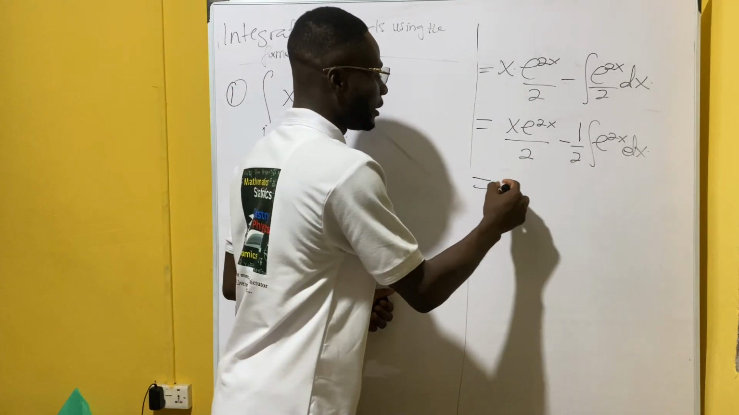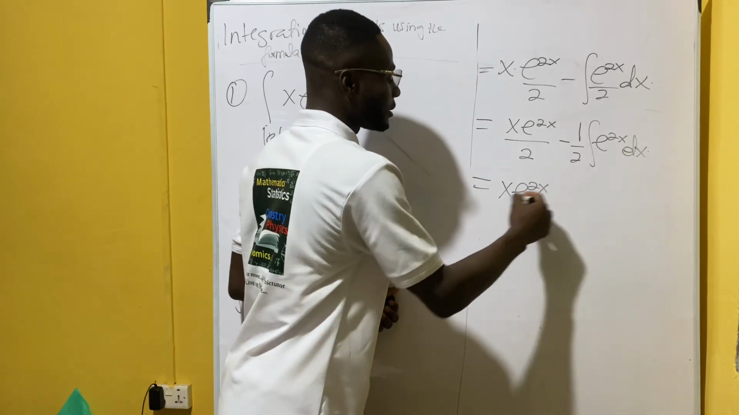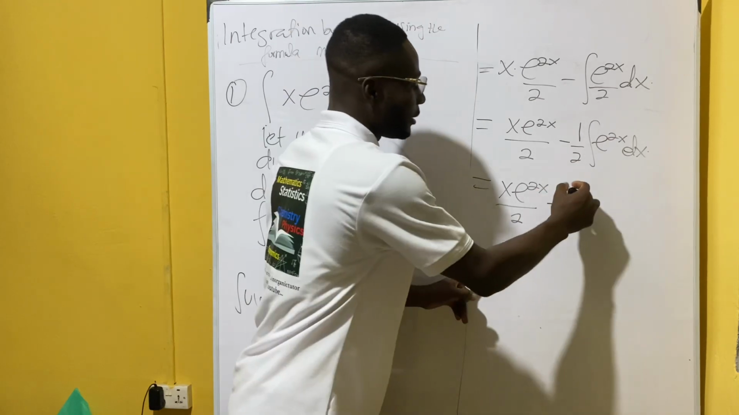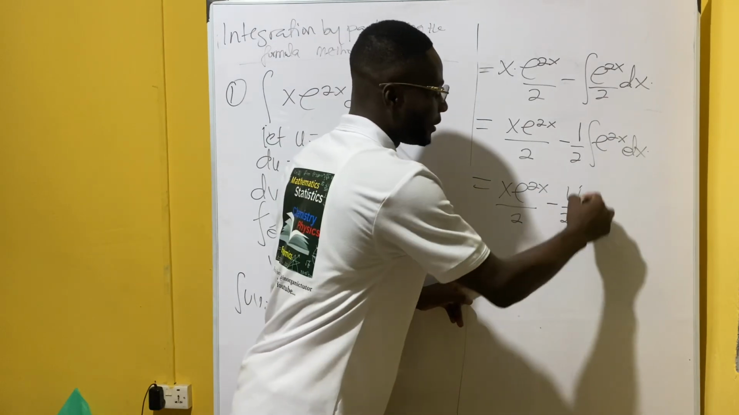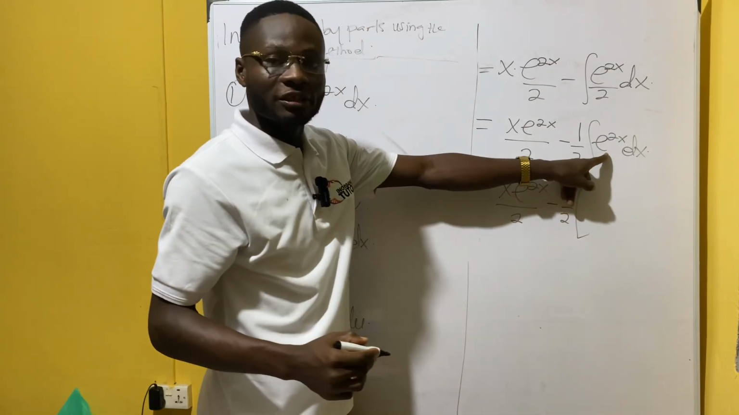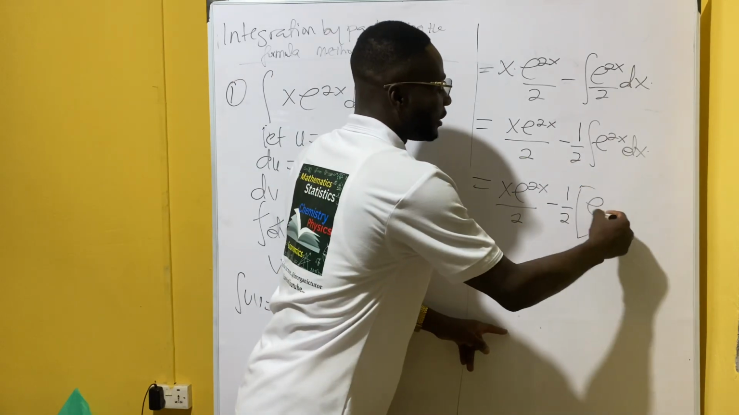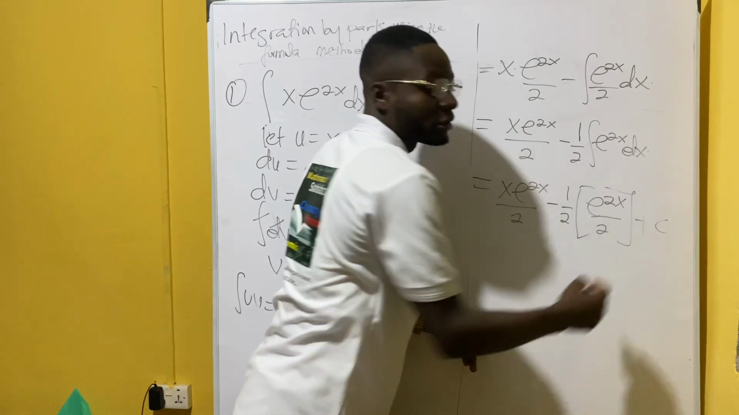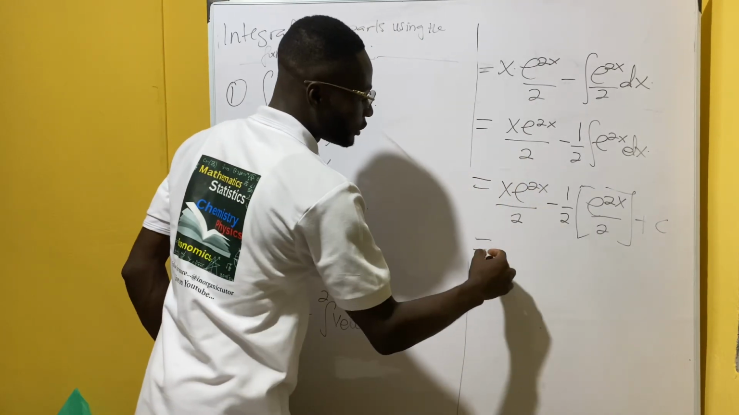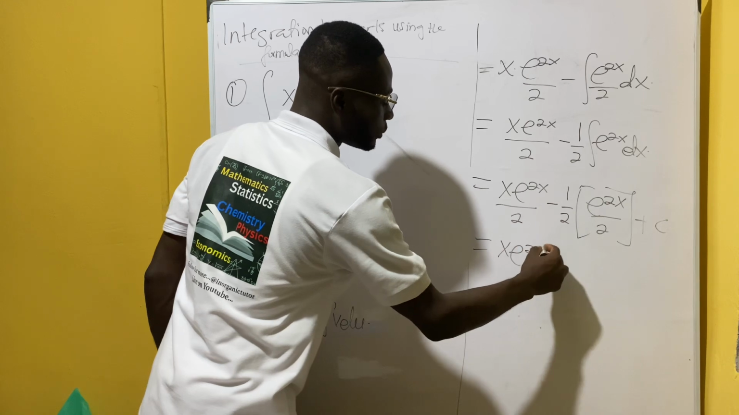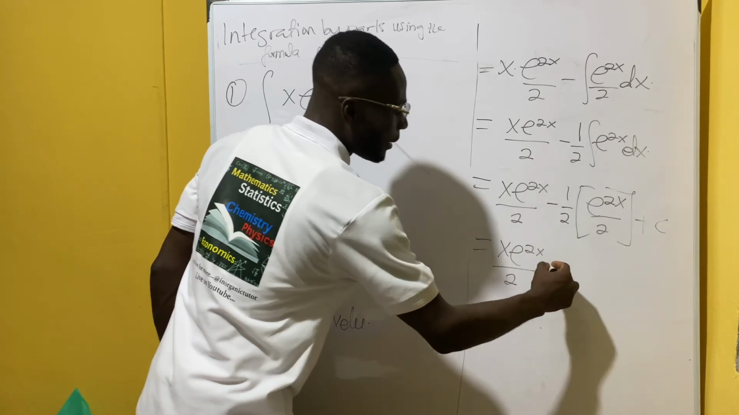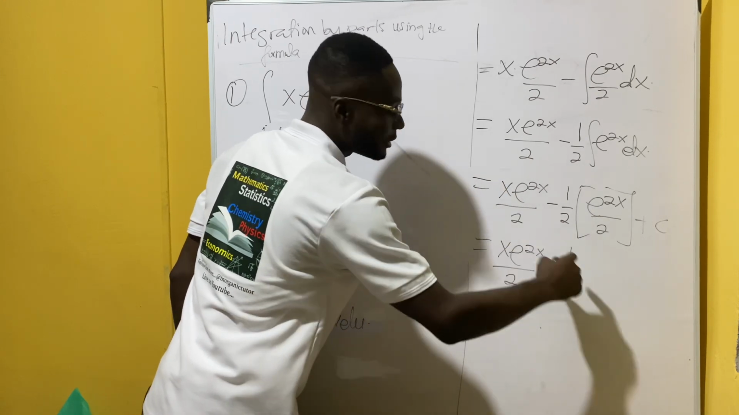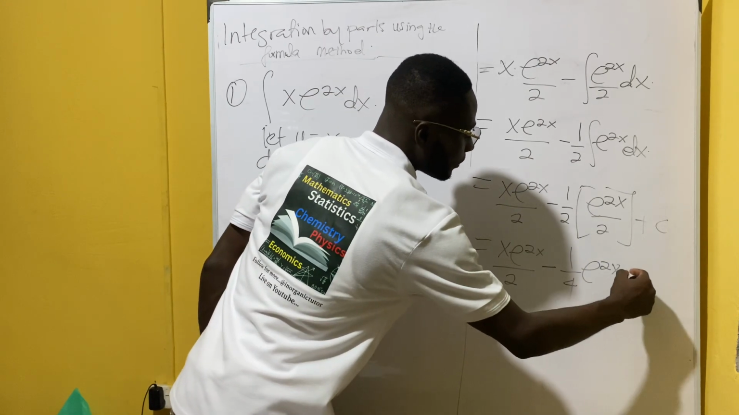Then we have x e power 2x minus this right here, minus half, then into, when you integrate e power 2x, you are going to have e power 2x all on 2 plus constant of integration. So this right here is going to be x e power 2x all on 2 minus 1 on 4, this and this, right? E power 2x plus c.